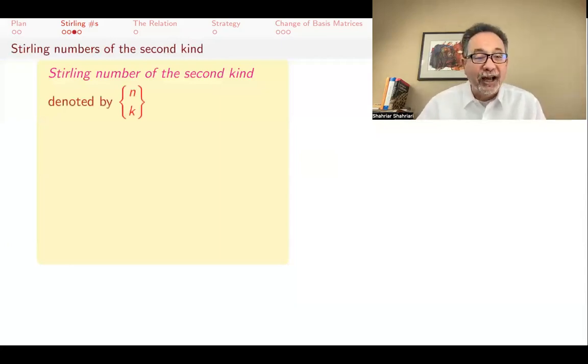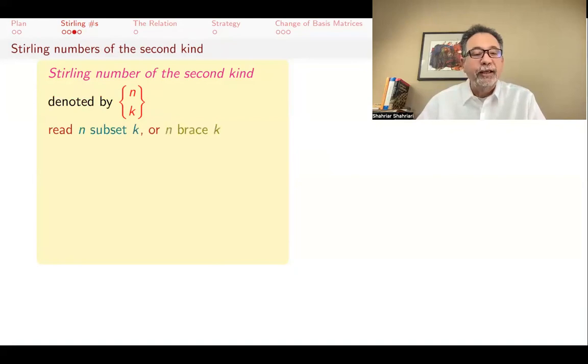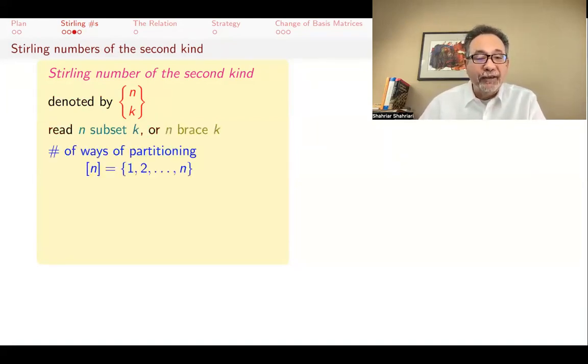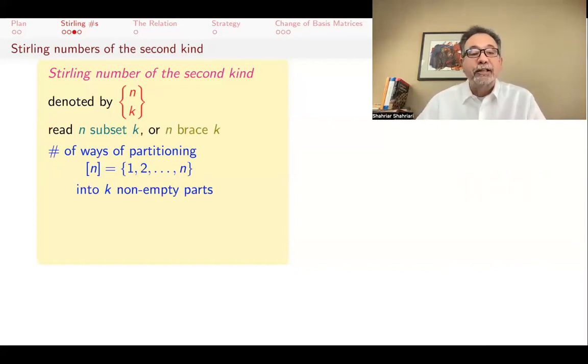Stirling numbers of the second kind are denoted by n brace k, or n subset k, and actually I seem to also call it n squig k, nobody else does. Read n subset k or n brace k, it is the number of partitions of a set with n elements, and our set with n elements is 1 through n, but it could be any set with n elements, into k non-empty parts. Basically, you have n things and you want to put them in k piles.